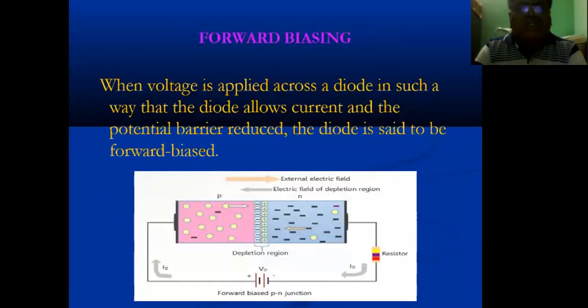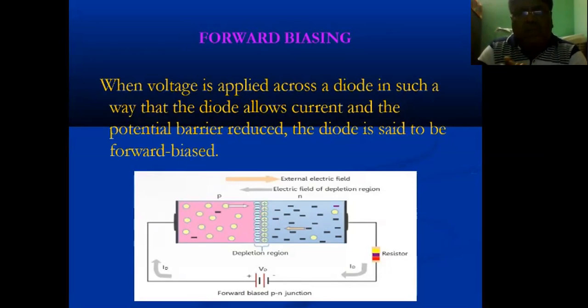Okay. So now I will explain what forward biasing is. This is the diagram of the PN junction diode. Forward biasing means, here the battery is there, V0, with plus and minus terminals. The positive of the battery is connected to the P side and the negative of the battery is connected to the N side. Okay, and one resistor is also there.